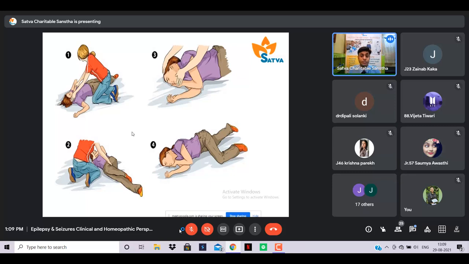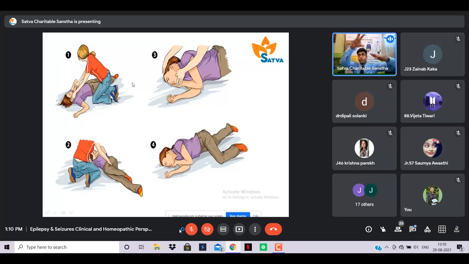Always give a left lateral position, which is seen in diagrams number 3 and 4. In photographs 3 and 4, the person has been given a left lateral position. Basically, this is a right lateral position, but the best position is the left lateral position, which is also known as the recovery position or side position, because whatever secretions are there will drool out from the left angle of the mouth. If you give a right lateral position, there is a chance that if some saliva remains in the mouth, it may go into the right lung, because the right bronchus is oblique, whereas the left bronchus is more horizontal.